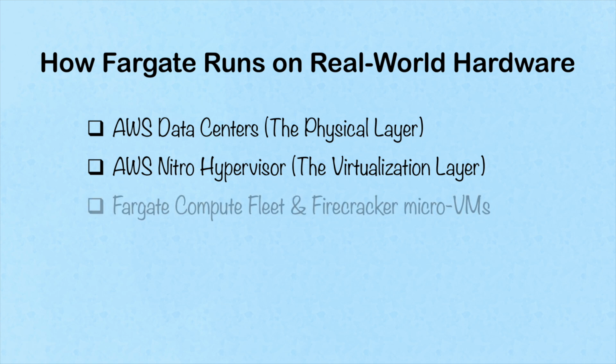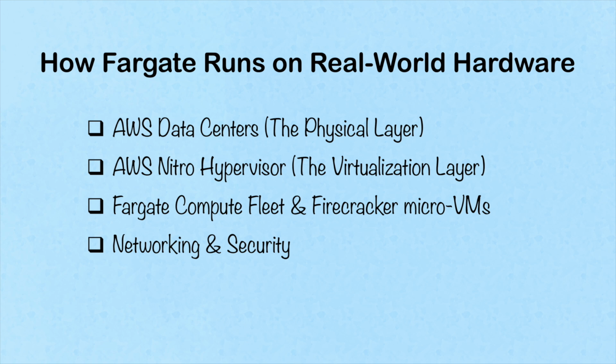Fargate compute fleet and Firecracker microvirtual machines. When your Fargate task launches, AWS works its serverless magic behind the scenes. Instead of standard EC2 instances, it provisions resources from a specialized Fargate fleet using Firecracker microvirtual machines, the same lightweight virtualization technology that powers AWS Lambda. Each task runs in its own isolated environment, preloaded with Docker and the ECS agent for instant container startup. AWS dynamically allocates just the virtual CPU and memory you specify, completely abstracting away the underlying infrastructure.